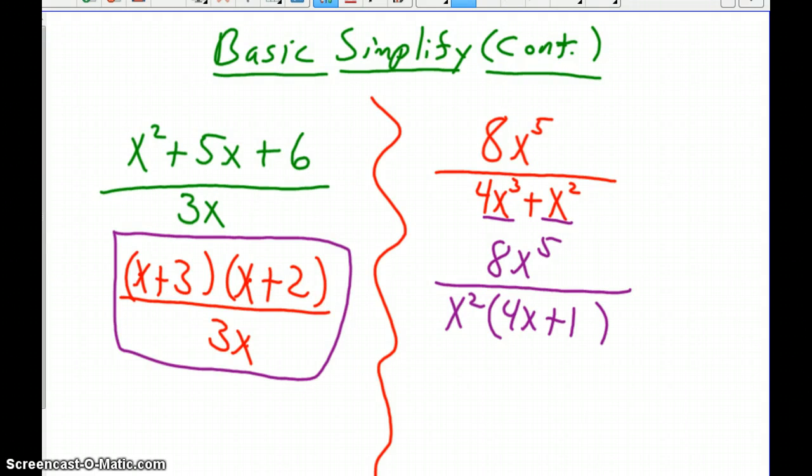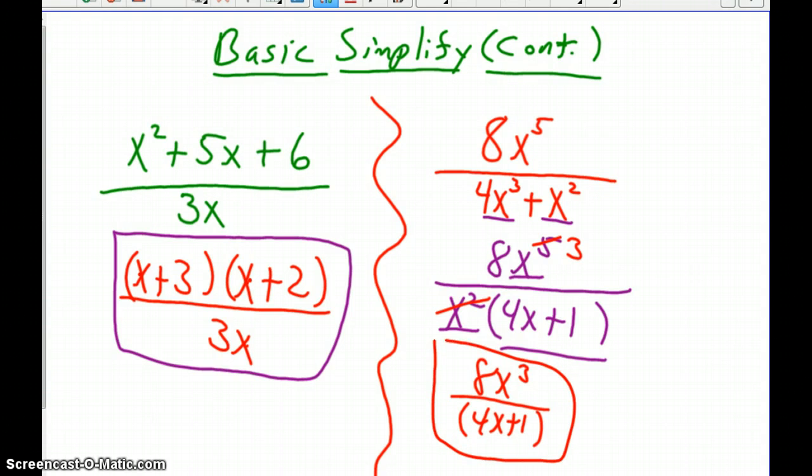Okay, now take a look at this. Is there anything you can cancel? Can you cancel the 4x plus 1 with anything? No. There's nobody exactly like him, right? Okay, but look at this. This guy has 2 x's. This guy has 5 x's. Can you do some canceling there? Yes, you can. You learned that earlier in the year. So look, these 2 x's go away from the 5 and make them how many x's? 3. So then what's the final answer? 8x cubed, 4x plus 1. You got it. There's the answer right there. Good job.